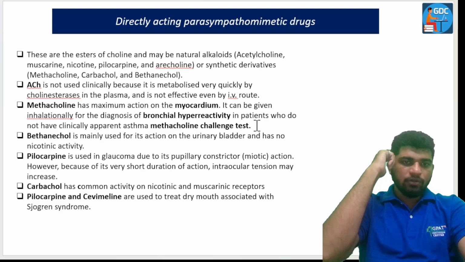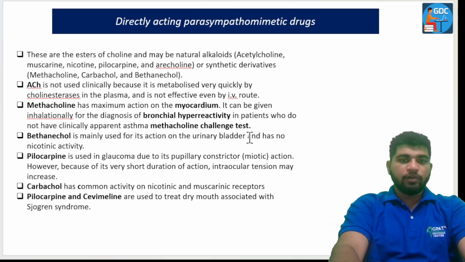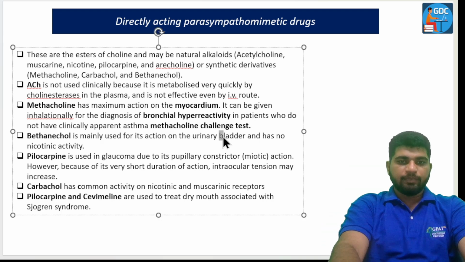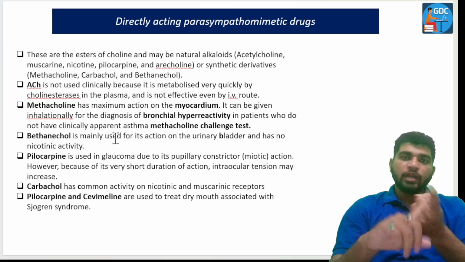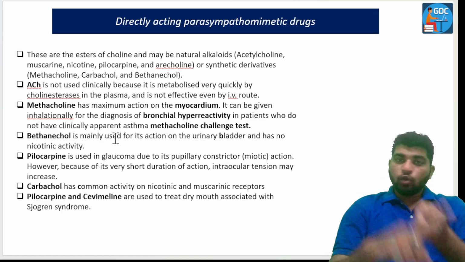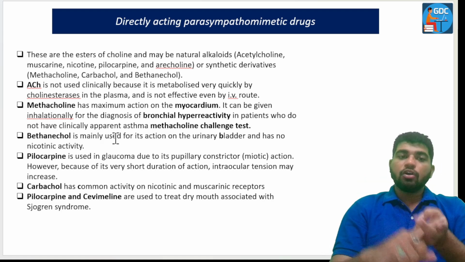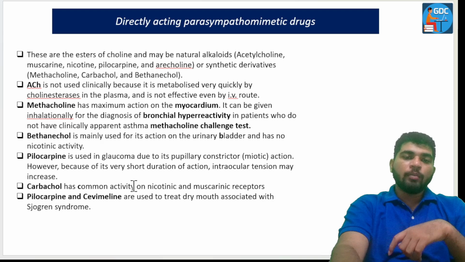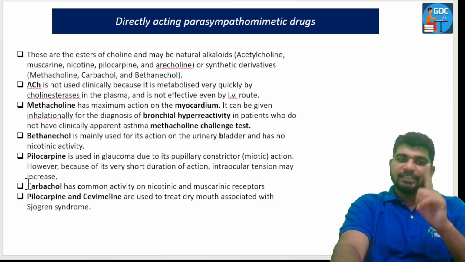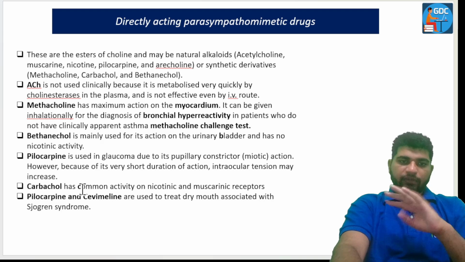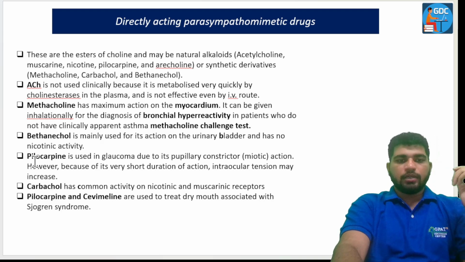Now, B for bethanechol and B for bladder. In the previous lecture, I told you B for bethanechol and B for bladder. Bethanechol is mainly used for its action on the urinary bladder and has no nicotinic activity. No nicotinic activity in methacholine, no nicotinic activity in bethanechol, but carbachol has common activity on nicotinic and muscarinic receptors. C for carbachol and C for common activity. Through this you can learn it.